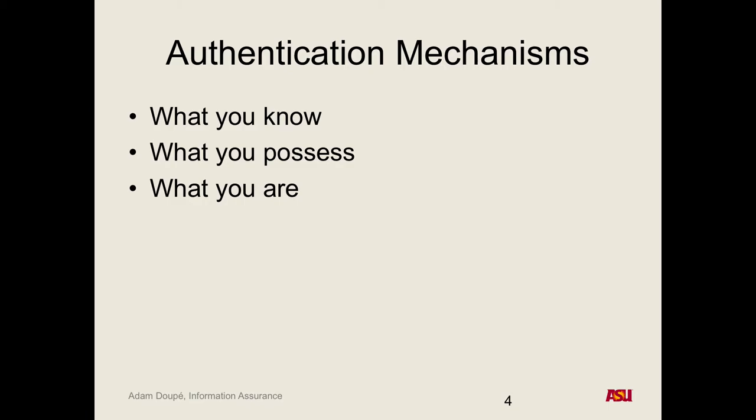What you know, what you possess, what you are, these are the three main categories of things we think about that go into authentication. There's a fourth one that's actually really interesting, and I'm trying to think of a good example to get you to it.